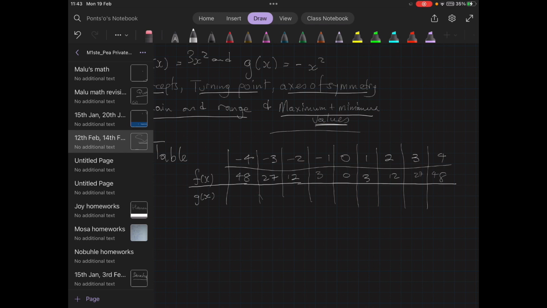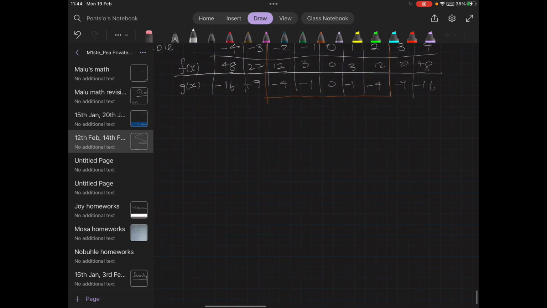And then for g of x, at negative 4, we get negative 16, negative 9, negative 4, negative 1, 0, negative 1, negative 4, negative 9, and negative 16. Okay, so that seems easy enough. It's just substituting. But the values where we have negative 3, 3, and negative 4 and 4 are quite large, so it might be a bit of a stretch to try and plot those.